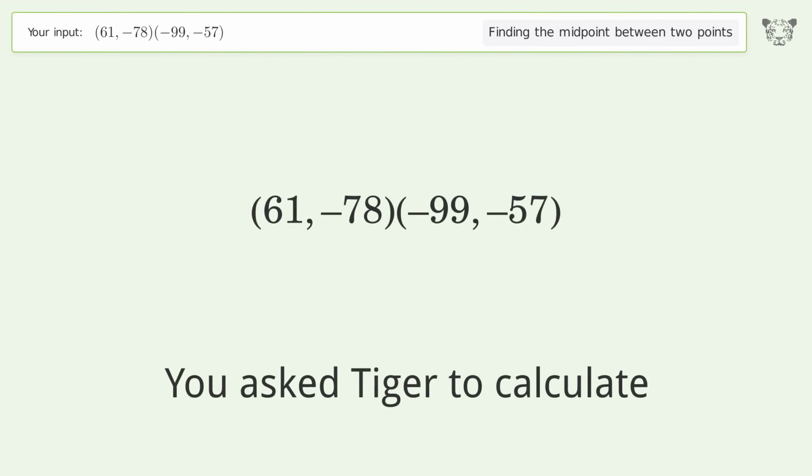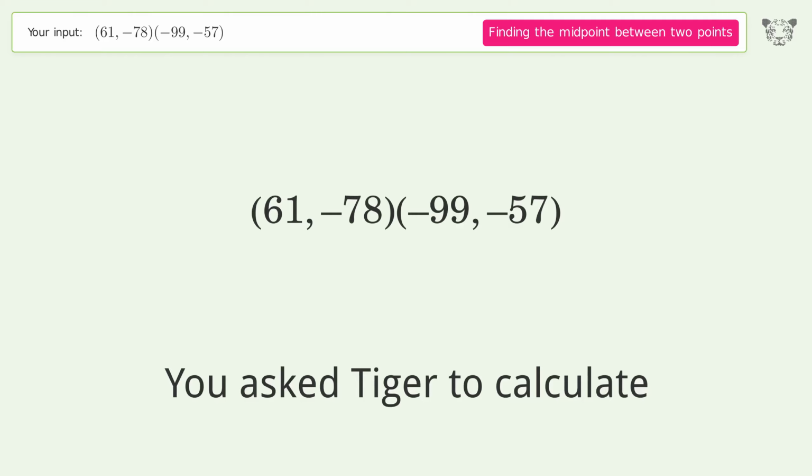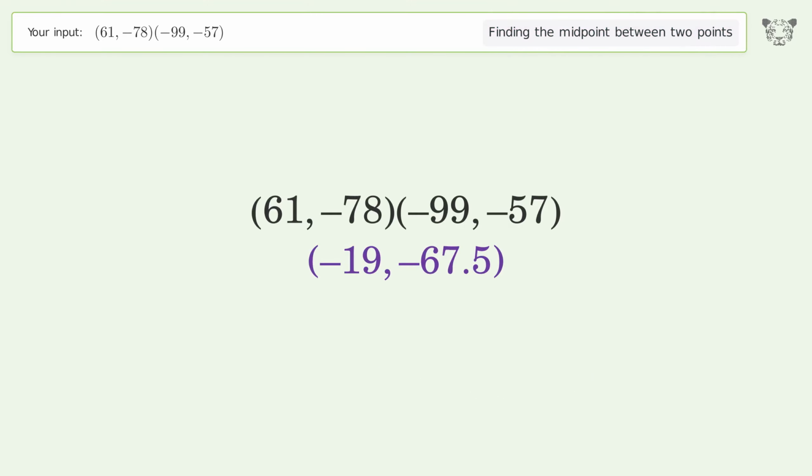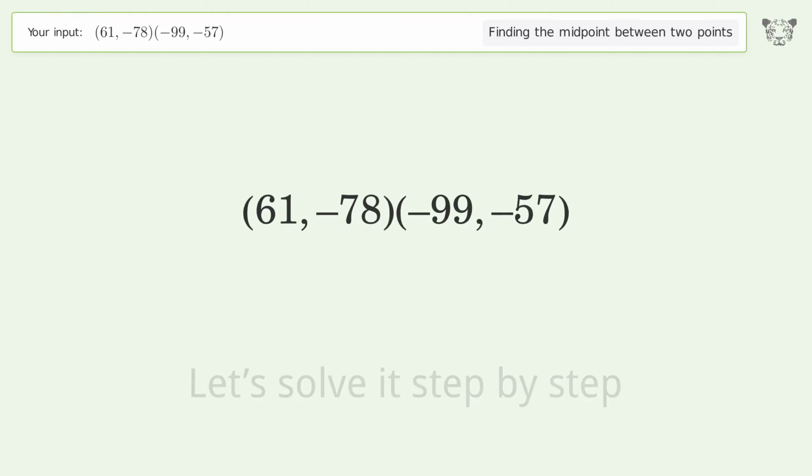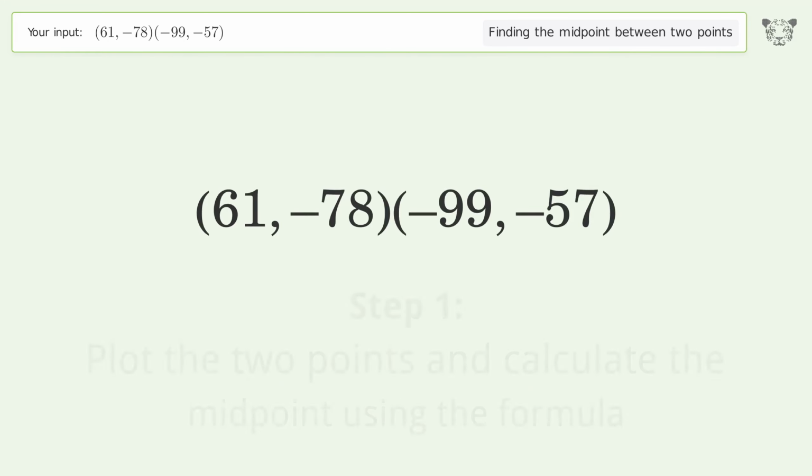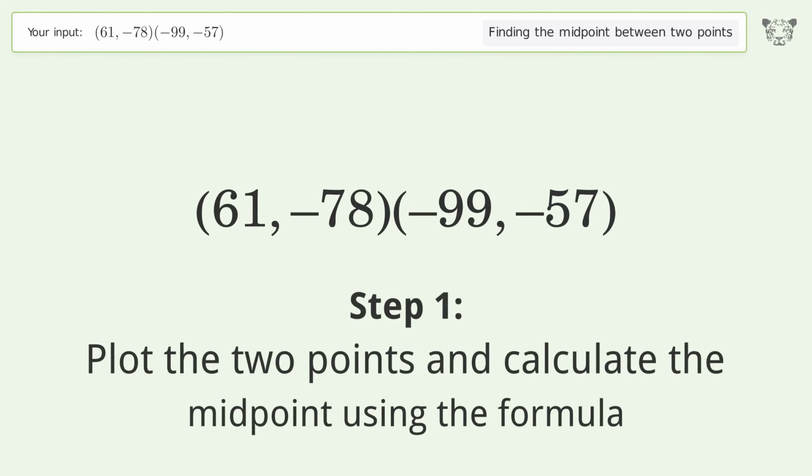You ask Tiger to calculate. This deals with finding the midpoint between 2 points. The midpoint between the 2 points is -19, -67.5. Let's solve it step by step. Plot the 2 points and calculate the midpoint using the formula.